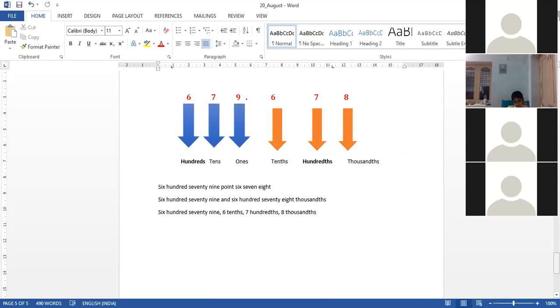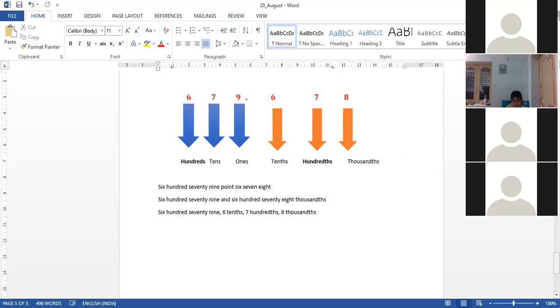The second way: before the decimal I can write 679, and in the place of the dot I will write "and". Why are we writing "and"? Because the digit before the decimal is greater than 1. If the digit before the decimal is less than 1, then I will write "point".